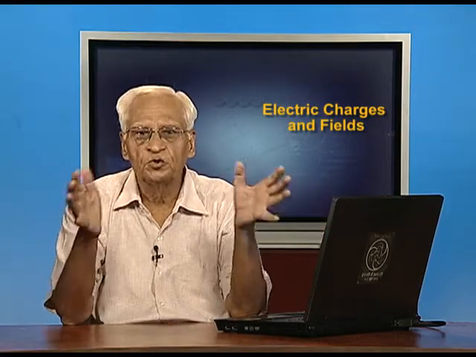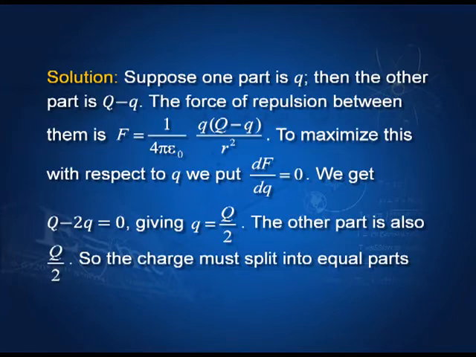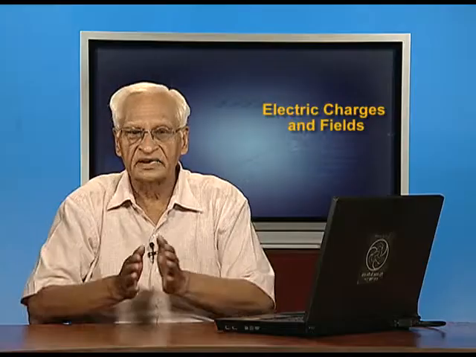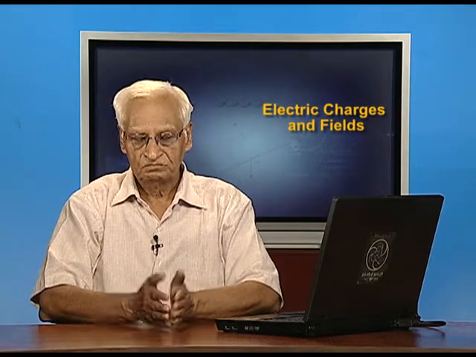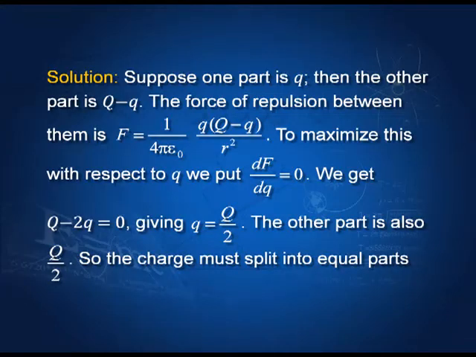So, let us take another example. We have a charge Q which is split into two parts, one is q, the other is Q minus q, and we find the force between them, and we want to maximize this force. So, we will take dF by dq and put that equal to 0. From this we shall find that q must be equal to Q by 2, that is, the charge must be split into two equal parts, so that the force between them is maximum.